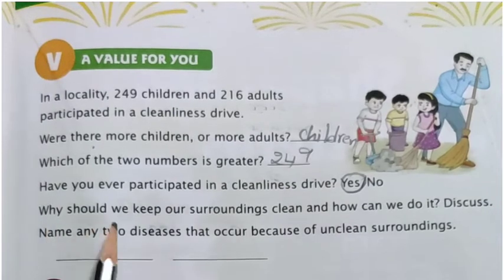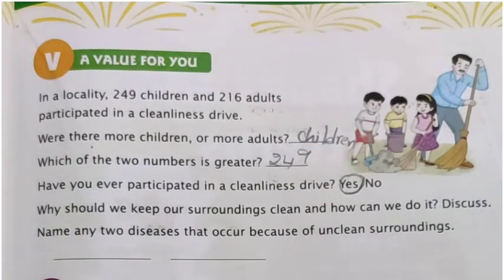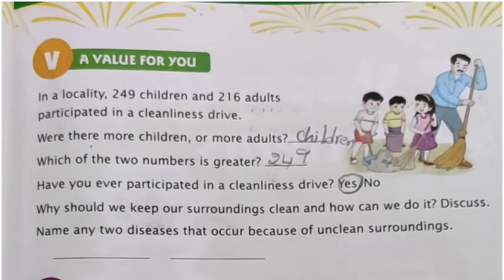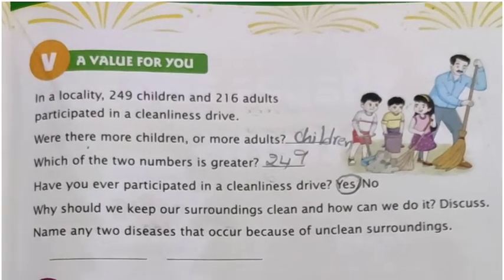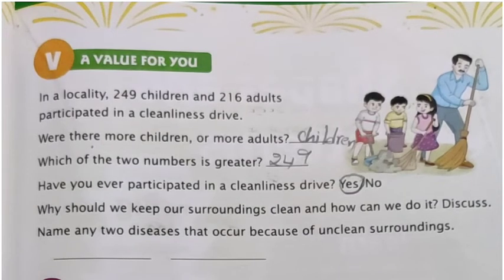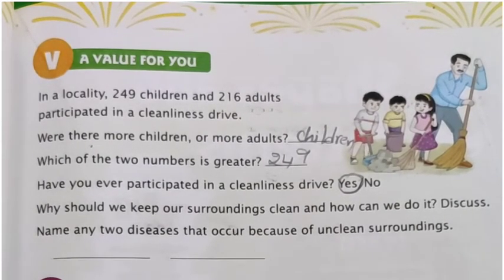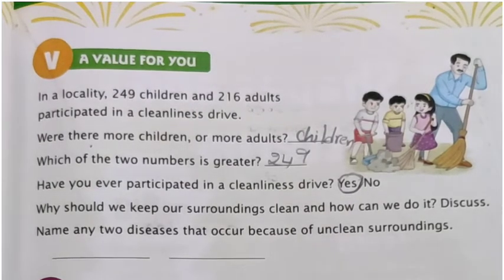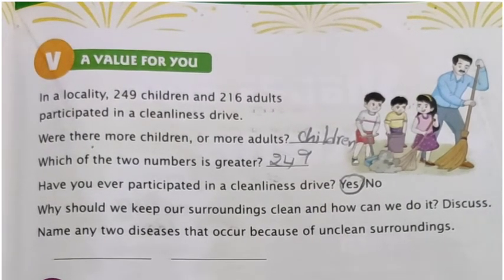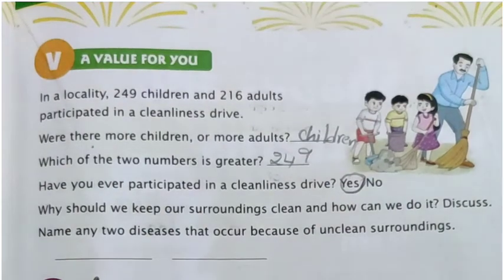Here, why should we keep our surroundings clean and how can we do it? Discuss any two diseases that can occur because of unclean surroundings. Come on, tell me children, what will happen if we don't keep our houses and our surroundings clean? Naturally, diseases will spread. So, to avoid diseases, we have to keep our surroundings clean. Now tell me, what kind of diseases may you get if the surroundings are not clean? If you have any idea, write any two disease names.